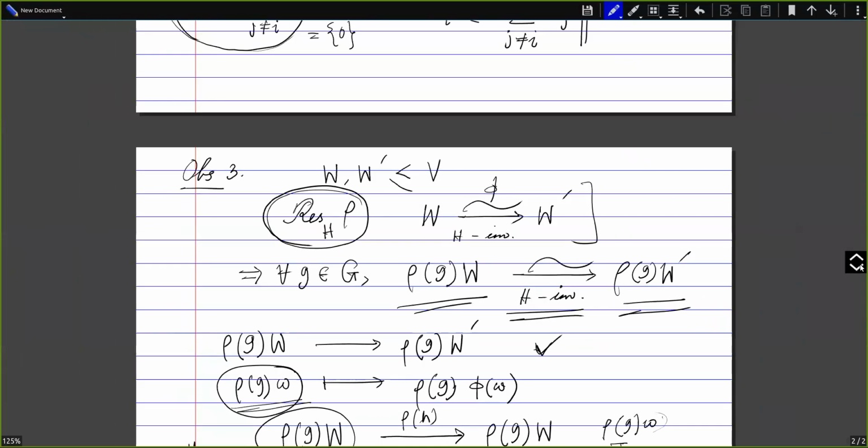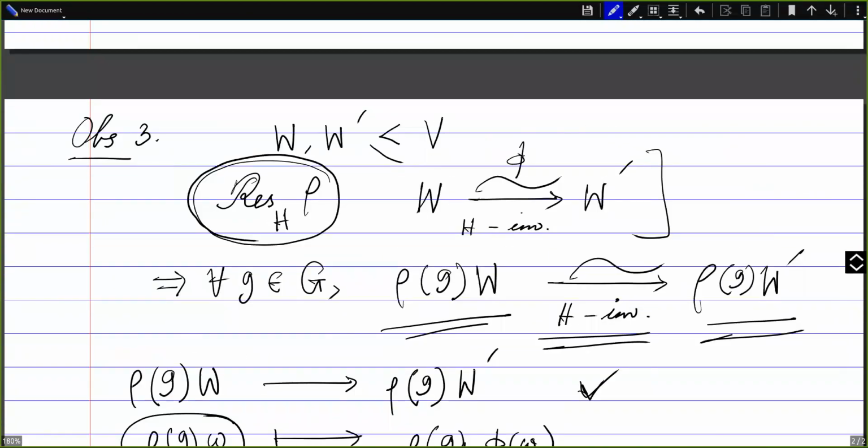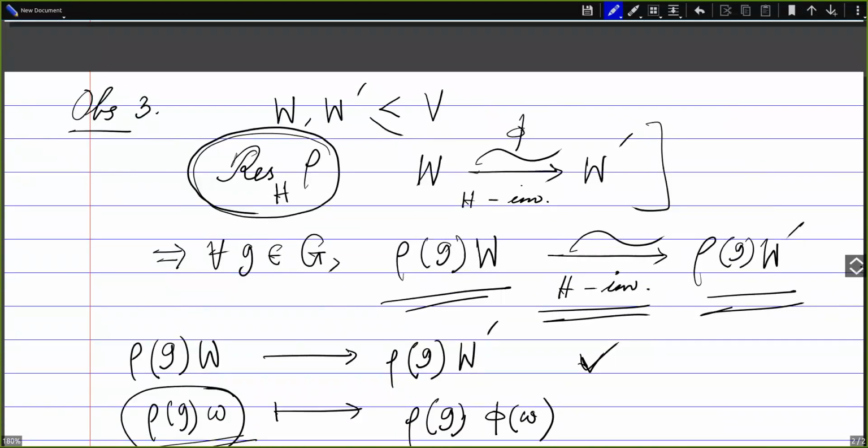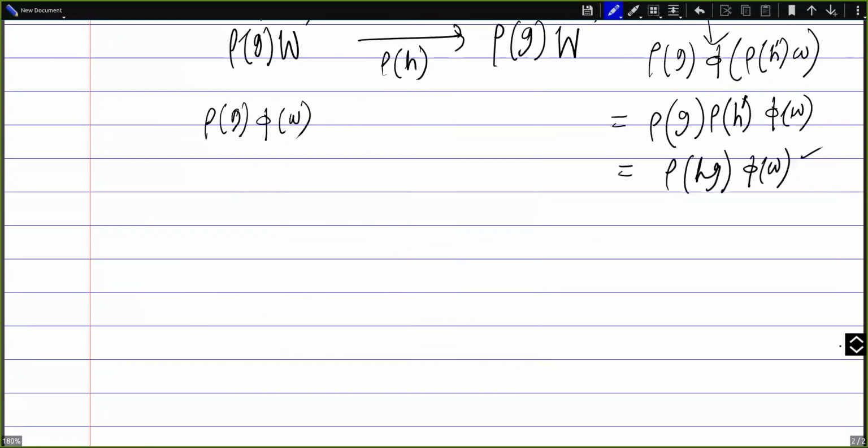So therefore, this observation says that once we have two H invariant subspaces, two isomorphic sub-representations, then so is any translation of them, when we translate both of them by the same rho G. Okay, all right. So we are now ready to prove Clifford's theorem.